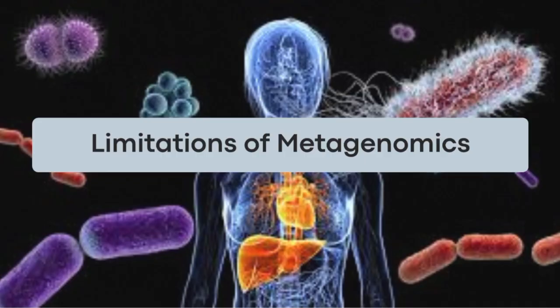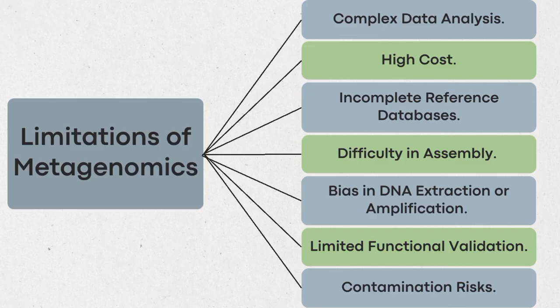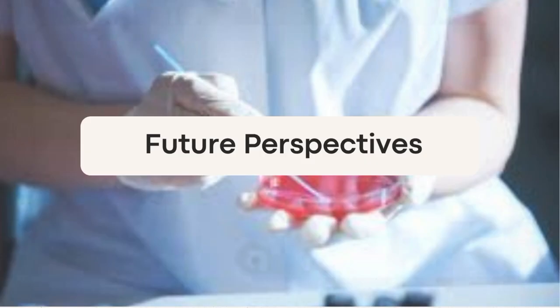Limitations of metagenomics. Metagenomics has some limitations: complex data analysis, high cost, incomplete reference databases, difficulty in assembly, bias in DNA extraction or amplification, limited functional validation, and contamination risk. It also can't always link genes to specific organisms or confirm actual biological function in the environment. Now let's learn about the future perspectives of metagenomics in microbiology.